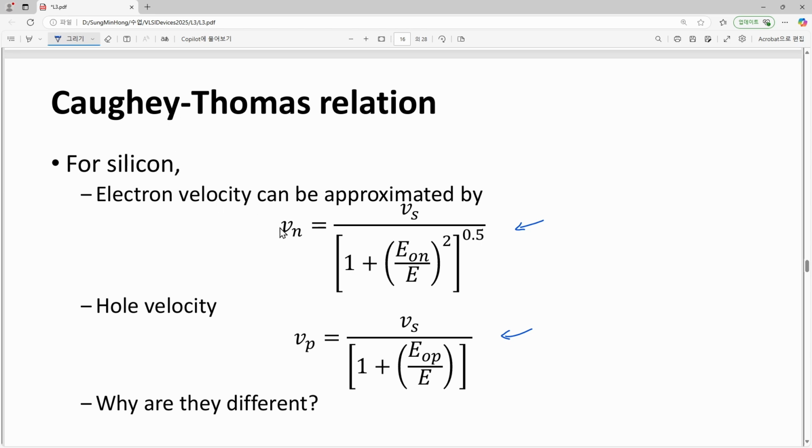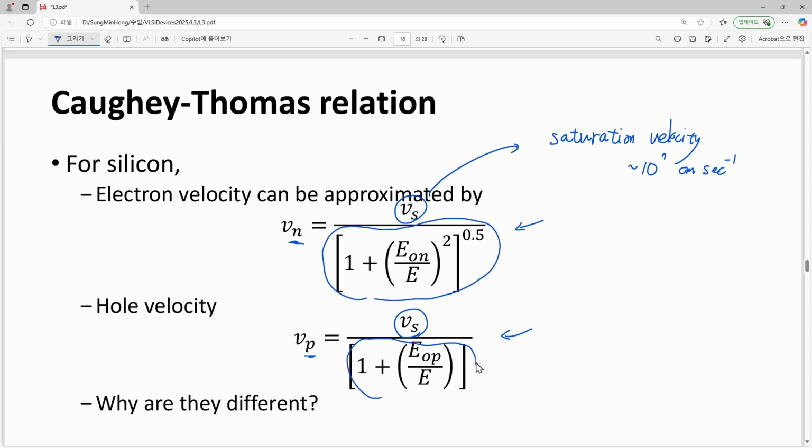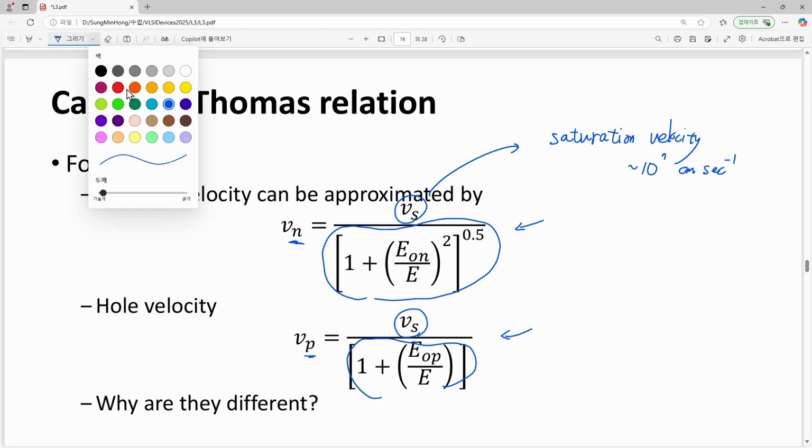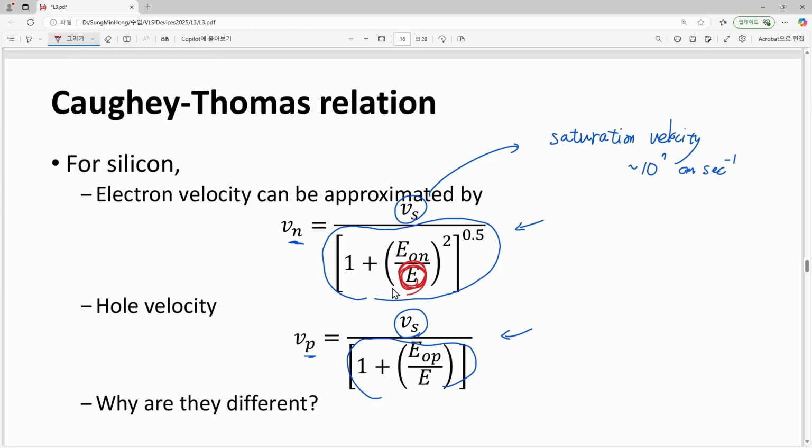So here we have V sub S and V sub S. What is this? This is the saturation velocity, and this is about 10 to the 7 centimeter per second, regardless of the type of electron and hole. And now we have a certain electric field dependence here. And what is actually the electric field? The electric field, you can find it here.